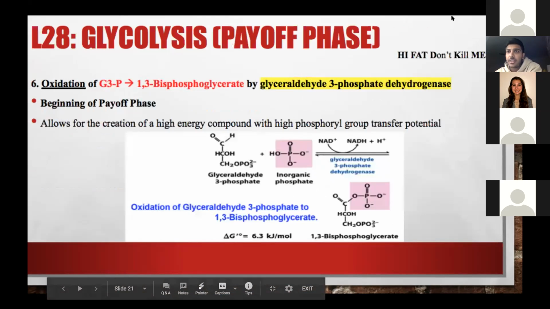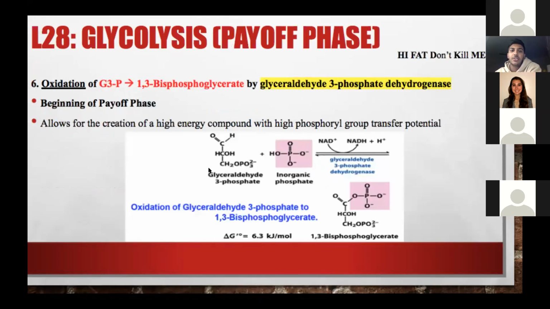And so your 6th step is essentially going to be your oxidation, right? And so you have your oxidation of your G3P to 1,3-bisphosphoglycerate. And so that's going to be through a dehydrogenase. And so typically dehydrogenases, we associate them with NADH and NAD+, right? And so in this reaction, what's happening is your glyceraldehyde 3-phosphate combined with an inorganic phosphate, like a free phosphate, is going to be oxidized to your 1,3-bisphosphoglycerate.